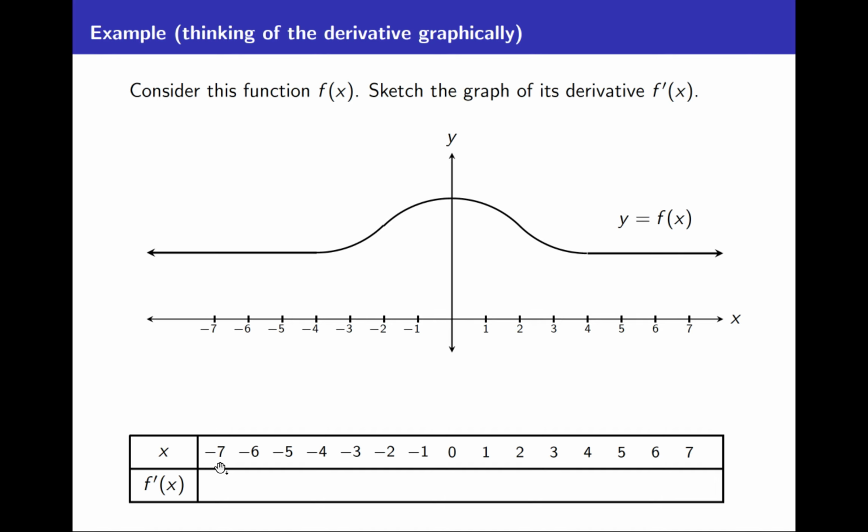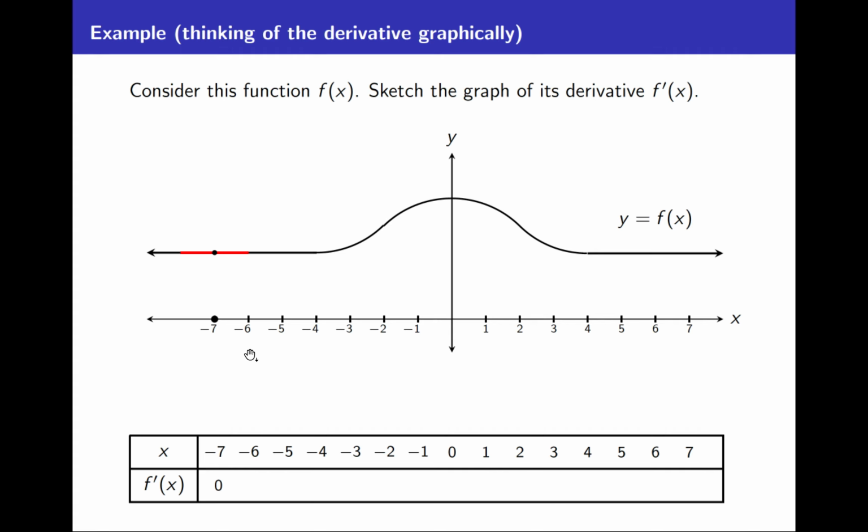Let's start with -7. So at x equals -7, we want to know what is f prime of -7? Well, that would be the slope of the tangent line at x equals -7, and the slope is clearly 0. So f prime of -7 is 0. And we're going to go ahead and plot that point (-7, 0) right there. So that's on the graph of f prime.